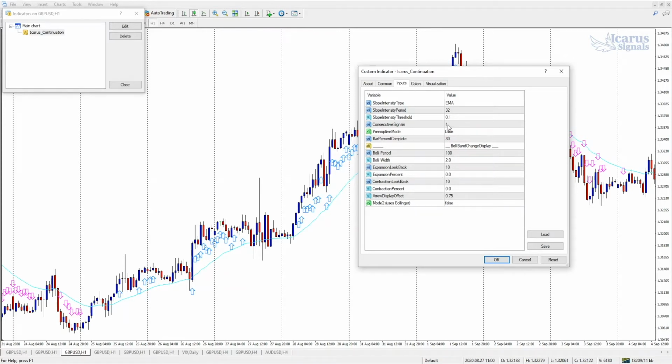Before we do that, as one of our filters, we'll look at this consecutive signals. Now this is actually a very, very important signal. We've got this set to 1, which basically means as soon as the bar or price moves to the threshold set by the continuation indicator, we're going to get the print of a signal.